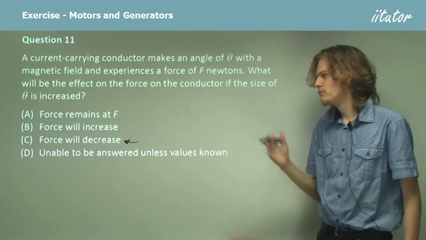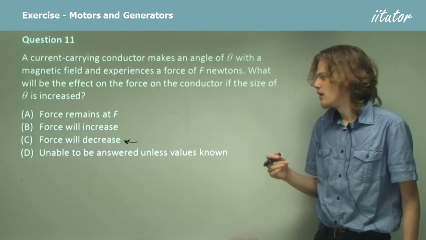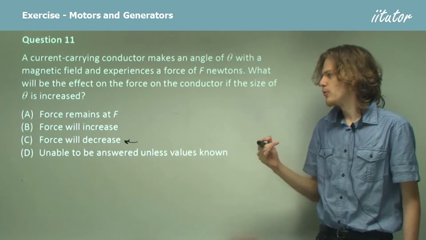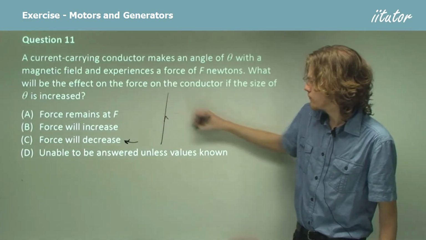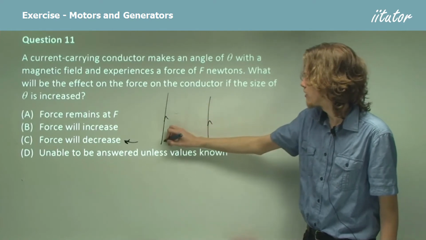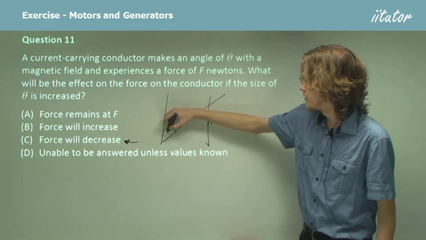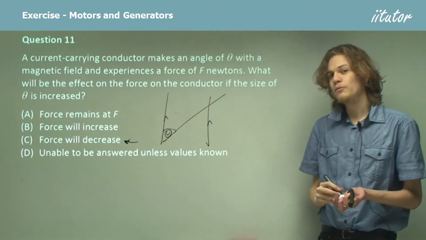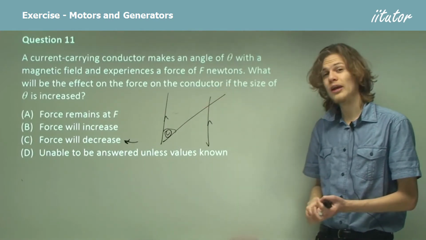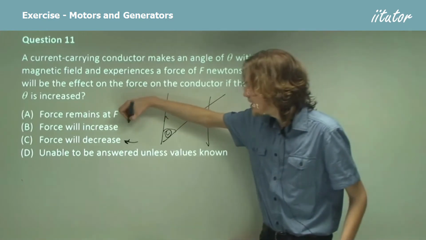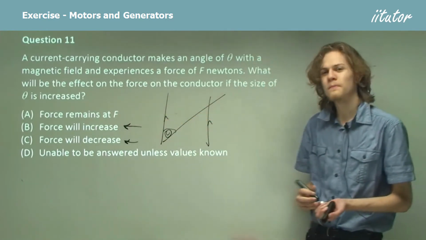But hang on a moment, before we say that C is the right answer, what would happen if we started off with an angle less than 90 degrees? If here's our magnetic field and here's our conductor at that angle, then when we increase theta, we'll get closer to 90 degrees and the force will increase. So now B looks like an attractive answer.